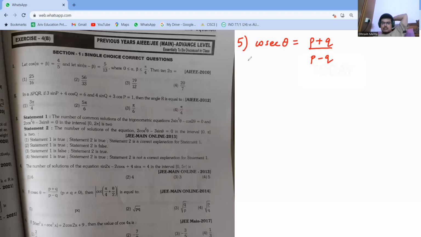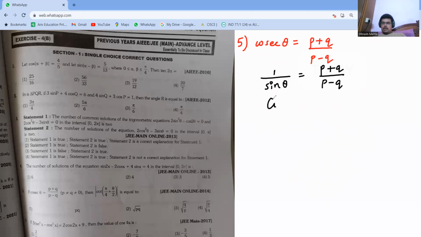Componendo dividendo. Muskan, you got this. No, sorry, I didn't read the question. It's right. Okay. We'll actually use componendo dividendo because we have p plus q upon p minus q. But before we use componendo dividendo, let's convert this to sine theta. So we have 1 plus sine theta upon 1 minus sine theta, which is p plus q upon p minus q.